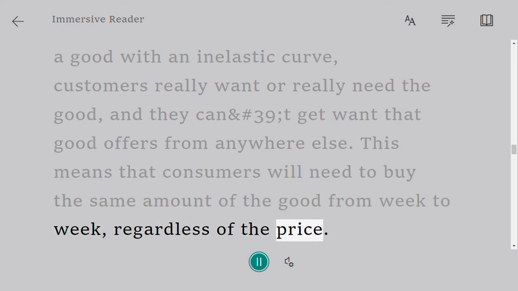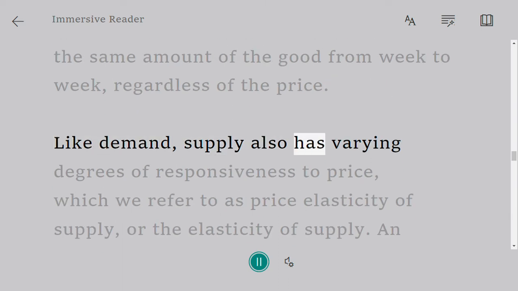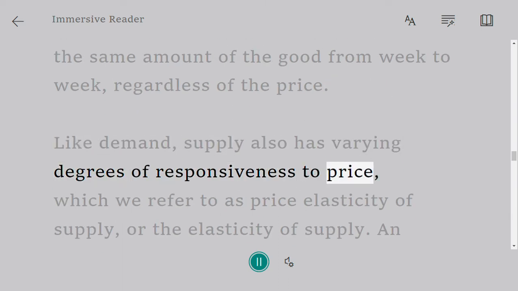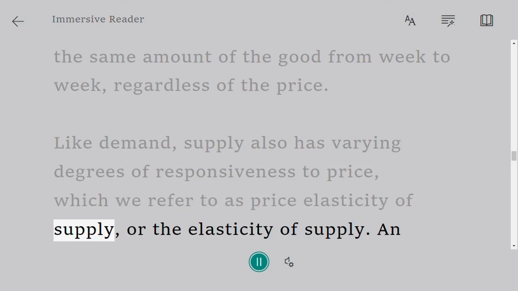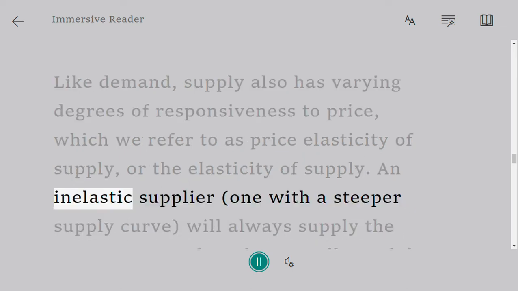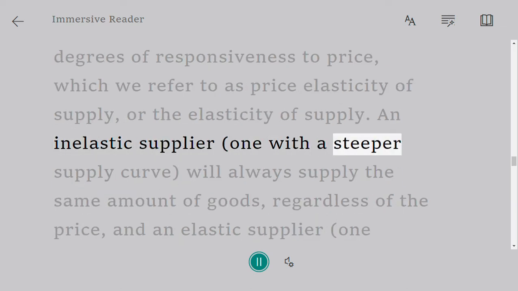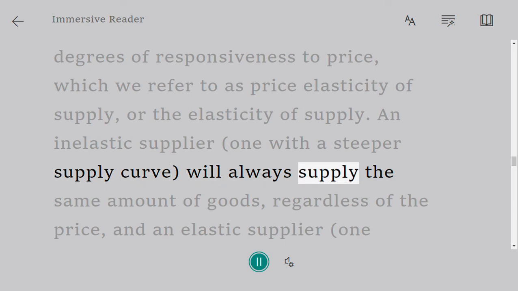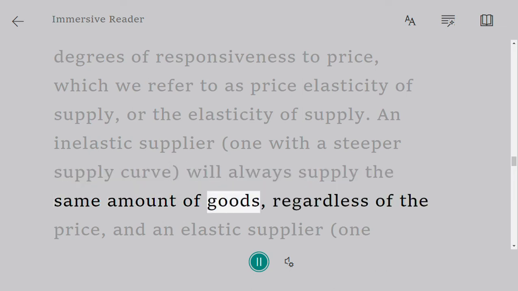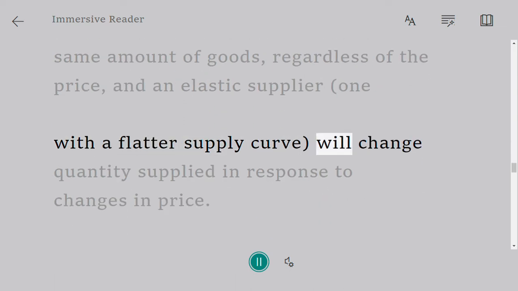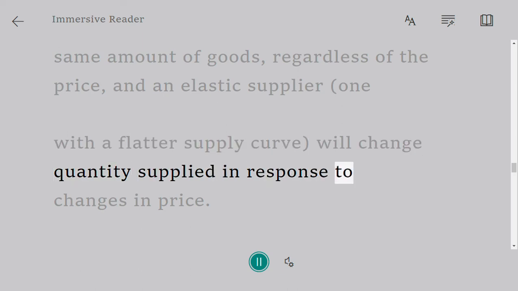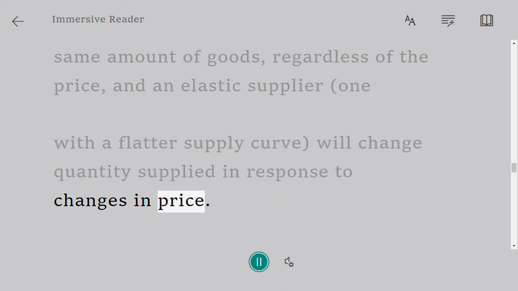Like demand, supply also has varying degrees of responsiveness to price, which we refer to as price elasticity of supply, or the elasticity of supply. An inelastic supplier, one with a steeper supply curve, will always supply the same amount of goods, regardless of the price, and an elastic supplier, one with a flatter supply curve, will change quantity supplied in response to changes in price.